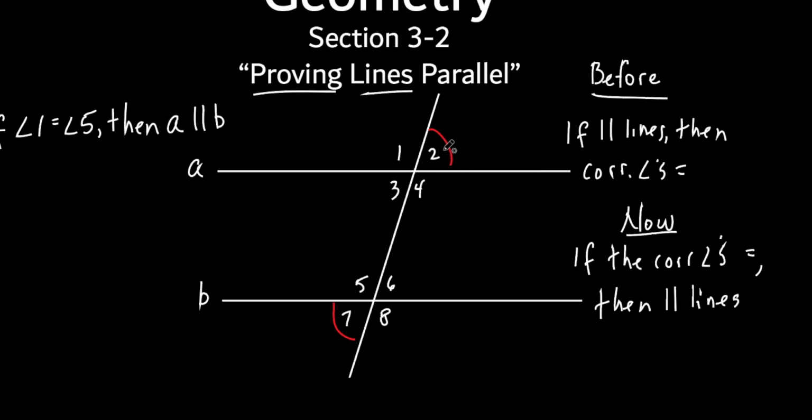Well, then you could say what? They're alternate exterior, but what could you say? If 2 and 7 are equal, then what must be true? Then the lines are parallel. A and B are parallel.